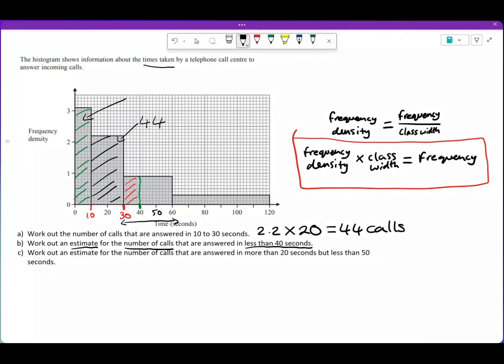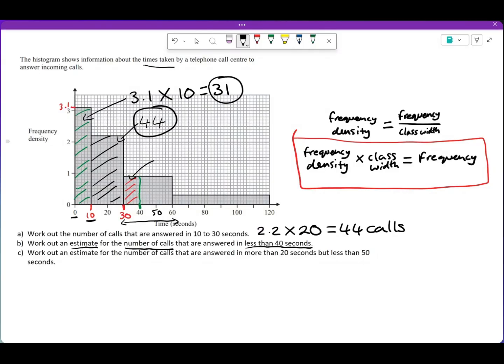So for this bar, the frequency density would be, well, the height of the bar is up here, so that's going to be 3.1. So it's going to be our frequency density 3.1 multiplied by our class width, which is between 0 and 10. So that's a class width of 10. So that gives me a frequency of 31. Then for my second bar, I've got the frequency of 44. So I just need to figure out the red shaded region here.